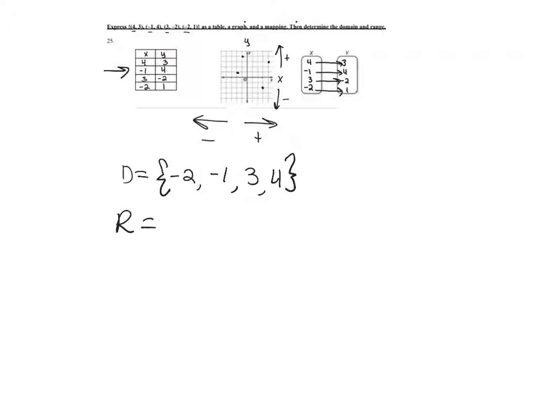Same thing for the range. I have -2, 1, 3, 4, close it with the fancy bracket, and that's all there is to it.